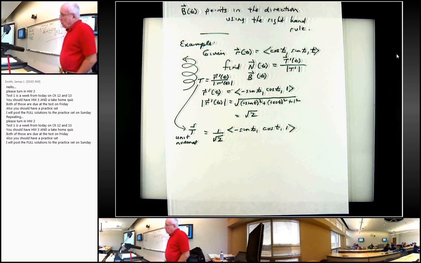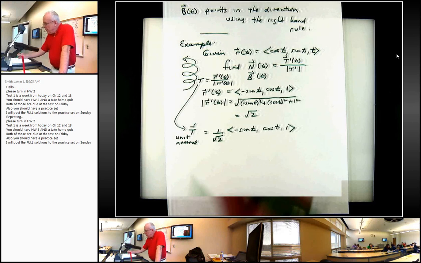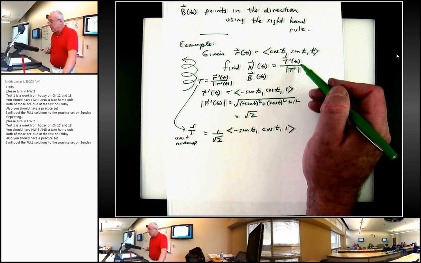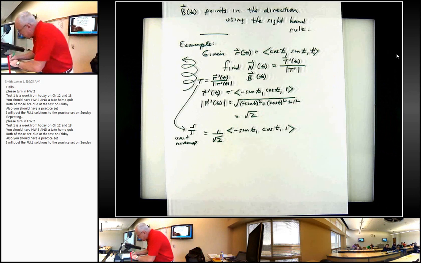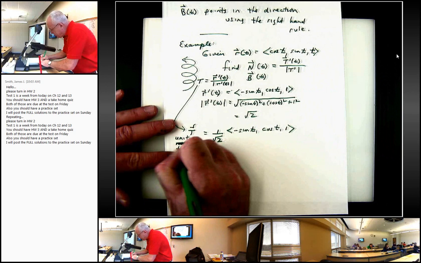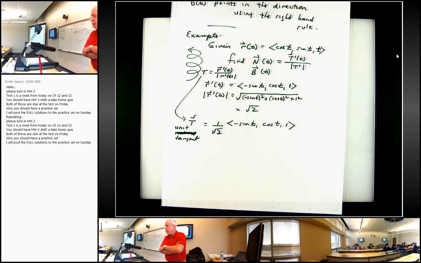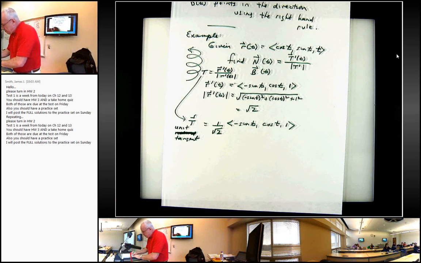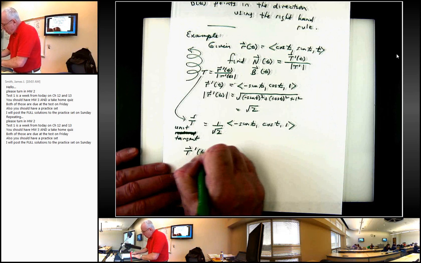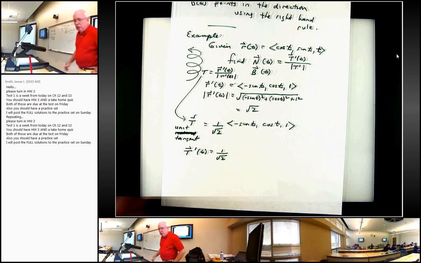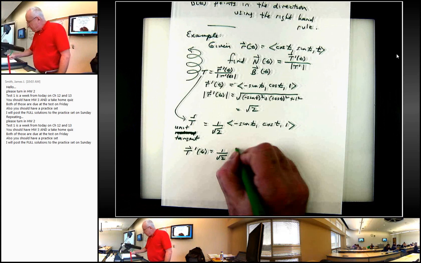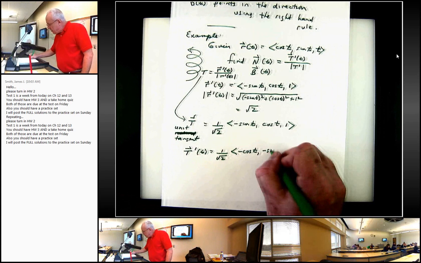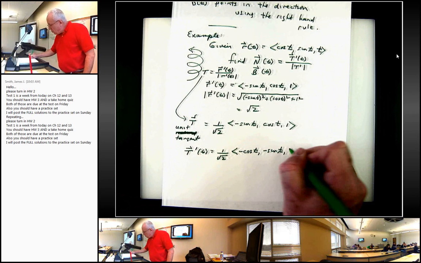Now, once we've got T, to get our normal vector, we have to get T prime. So we first had to get T, I'm sorry, this is the unit tangent, not the unit normal, unit tangent. So let's find T prime. Okay, it's still going to be 1 over the square root of 2. Do the derivative again. The derivative of negative sine is negative cosine. The derivative of the cosine is negative sine. The derivative of 1 is 0.